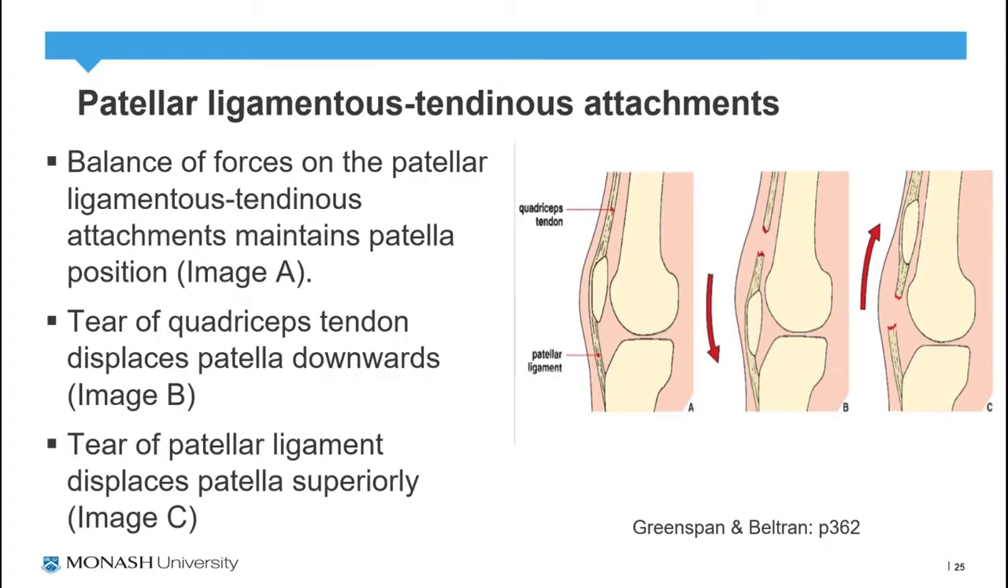The patellar ligamentous and tendinous attachments balance forces and maintain the patella, as can be seen in image A. So the two important tendons and ligaments are the quadriceps tendon and the patellar ligament. If the quadriceps tendon is torn, it displaces the patella downwards as the patellar ligament pulls it down. And if there's a tear of the patellar ligament, the patella will be displaced superiorly by the pull of the quadriceps tendon.